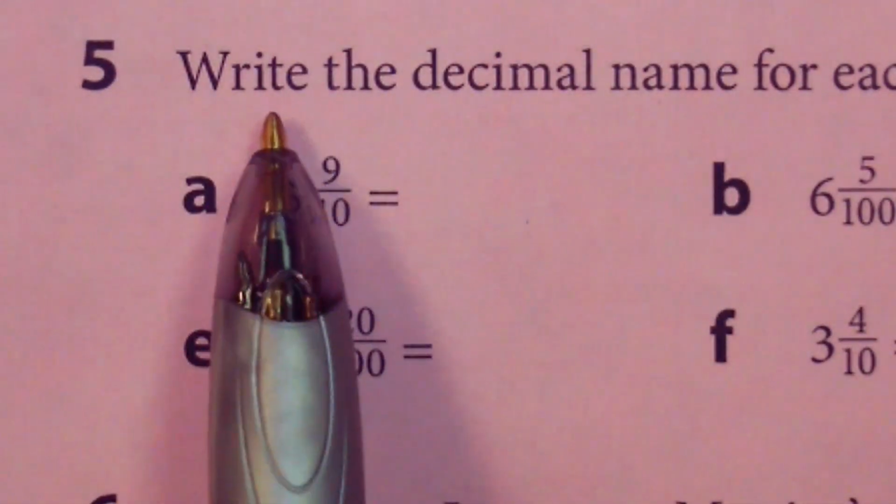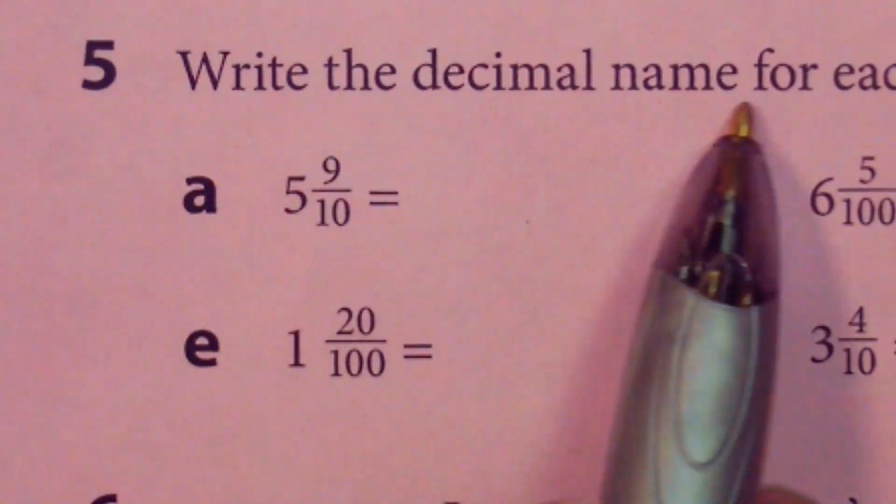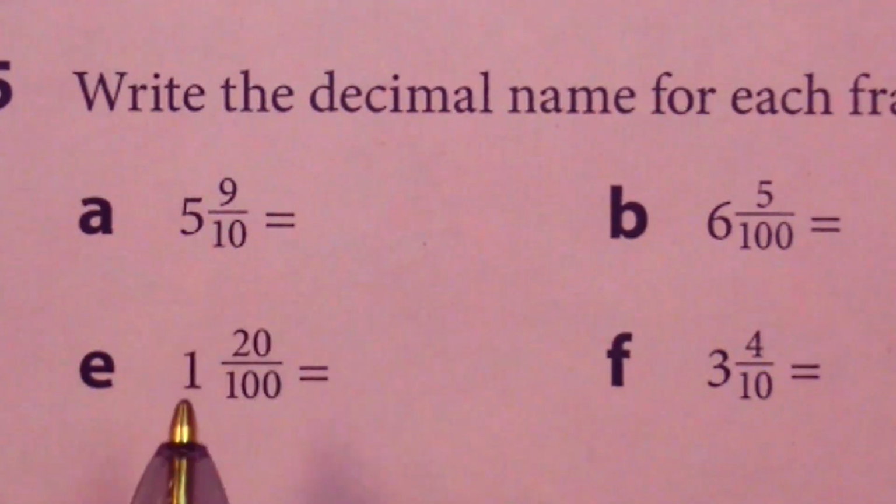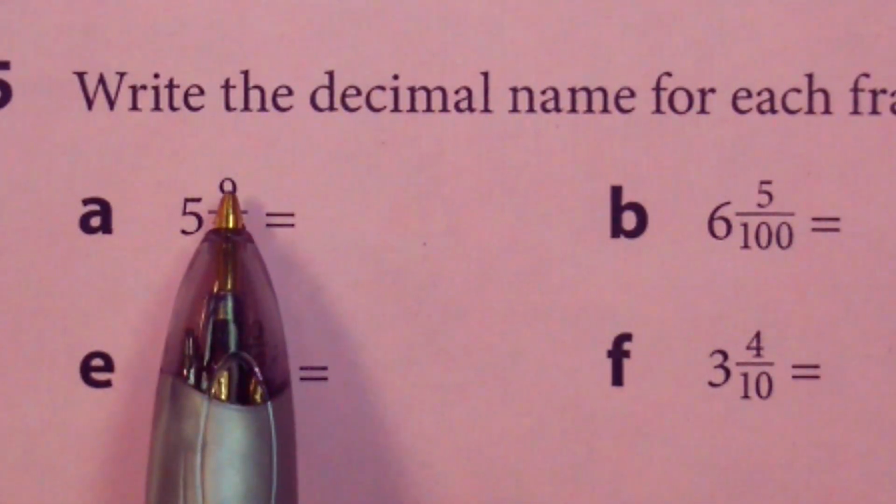Okay. Here it says, write the decimal name for each fraction. I like to say it before I write it. 5 and 9/10.